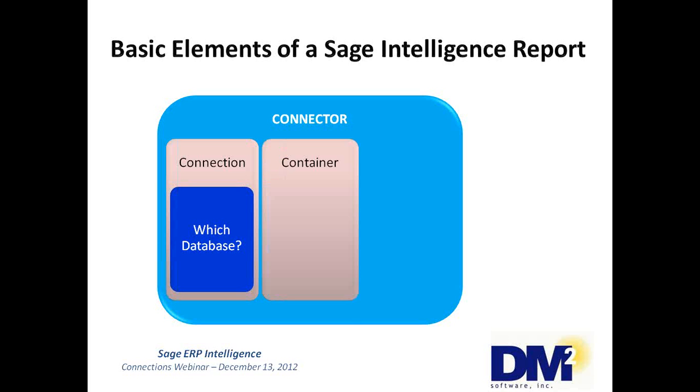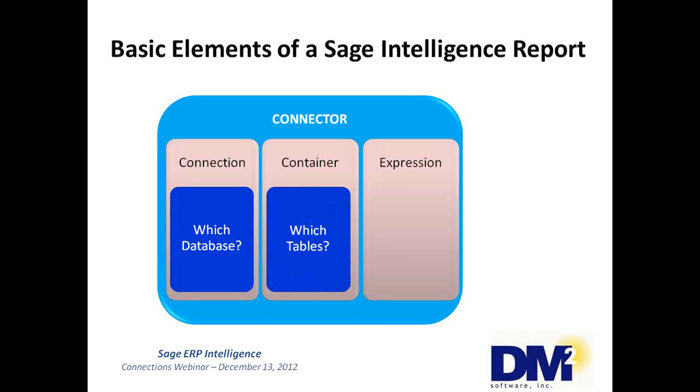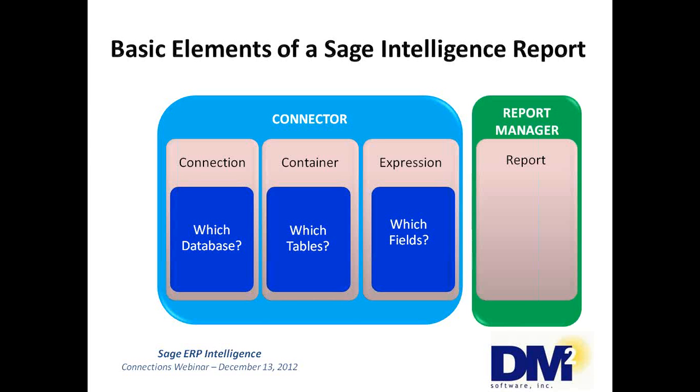And then there's the container. Once you determine which database, you create a container, which then you define from that database which tables or which files you're going to use. And then the final piece is, from that container, you define which fields you're going to use. Those are called expressions. Once you have this defined, you go to the report manager, and within the report manager, you determine what you want to report on.